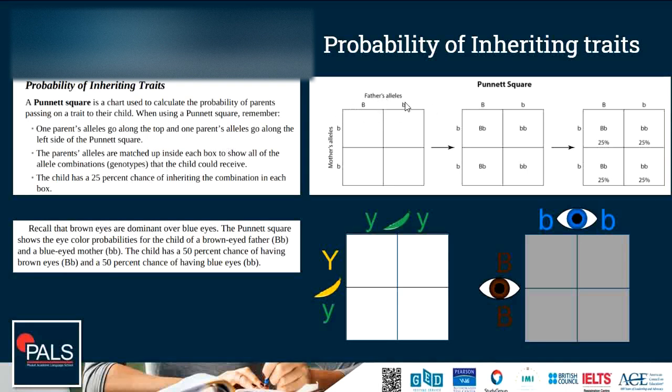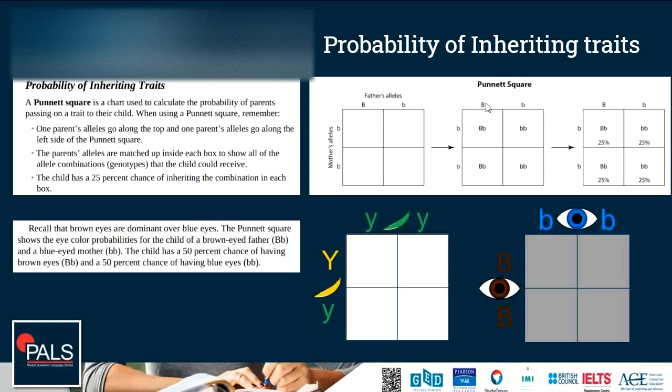So here, if it's eye color, we have a big B and a small b, so the father has brown eyes and is heterozygous. The mother is small b, small b, has blue eyes and is homozygous. We complete the Punnett square. The big B goes down the column, so a big B here, then the small b goes down that column, a small b here, and these two small b's go down the rows, and we can see all the different possible combinations.